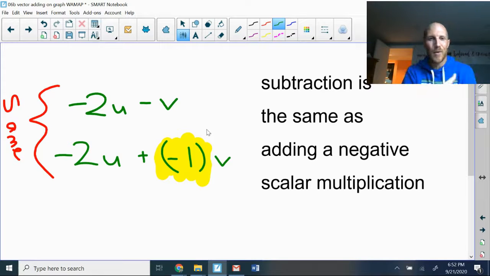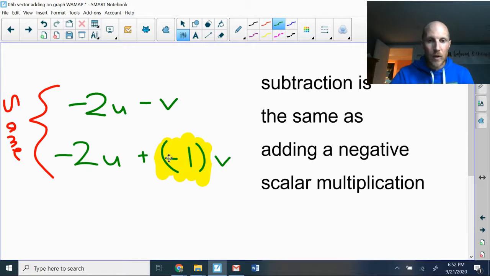How do you take a vector away from something you already drew? That is weird, right? So in order to do subtraction of vectors on a graph, we're going to have to change the problem up a little bit. If we started with a subtraction problem, negative 2u minus v, we're going to have to rewrite this subtraction as adding a negative, right? That's not the way the problem was originally written, but it's mathematically equivalent. The properties of equality say adding a negative is the same thing as subtraction.